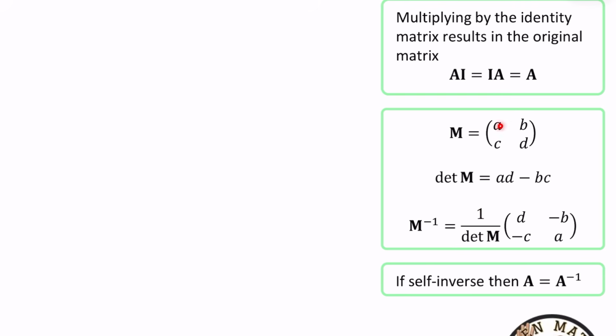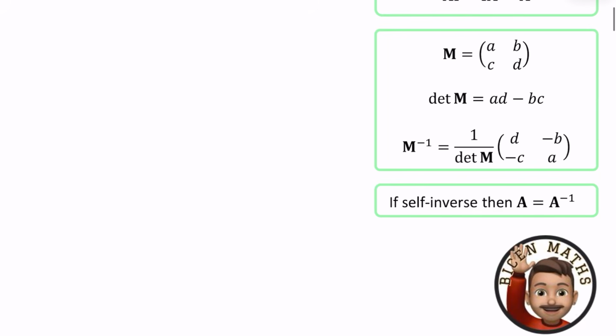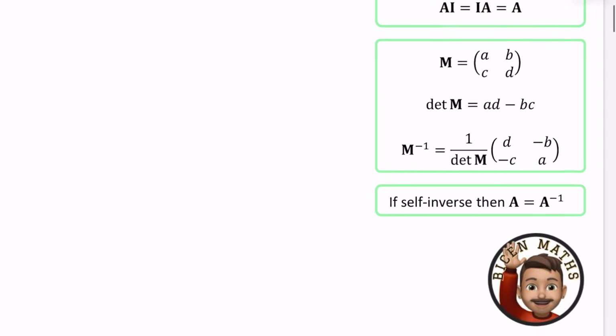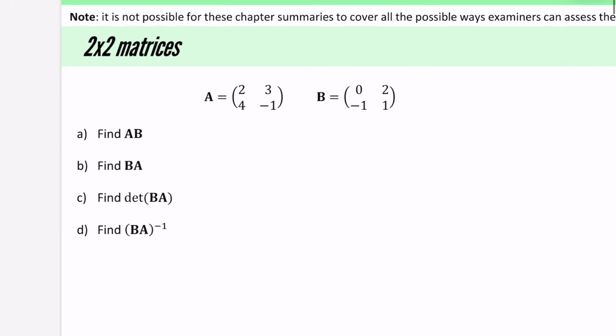You then swap these elements over, A and D goes to DA. And you just negate these elements. So instead of it being B and C, you get minus B and minus C. Negatives go to positives, positives go to negatives. And this is pretty self-explanatory, but if a matrix is self-inverse, then we can say that the matrix is equal to its inverse, okay? So let's have a look at these 2x2 matrices.